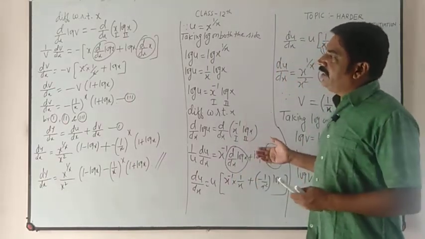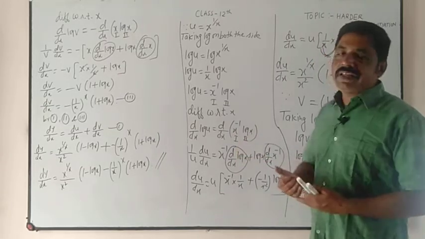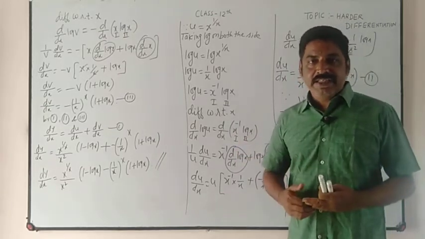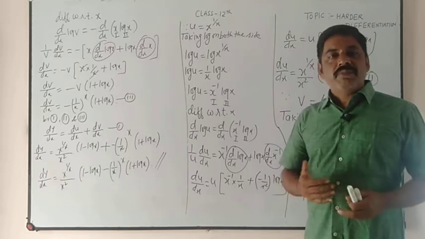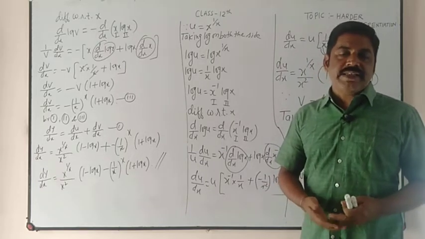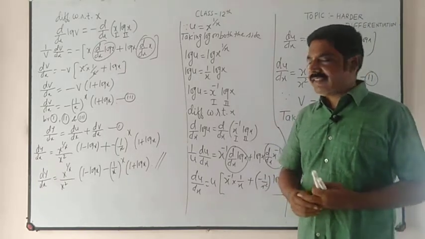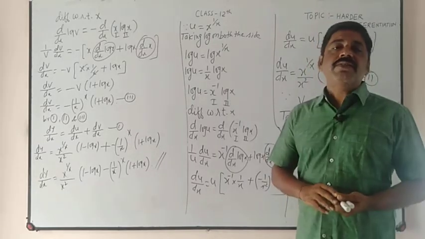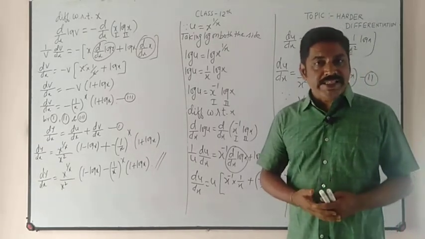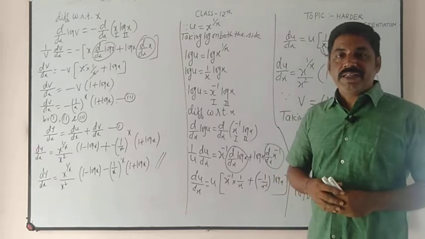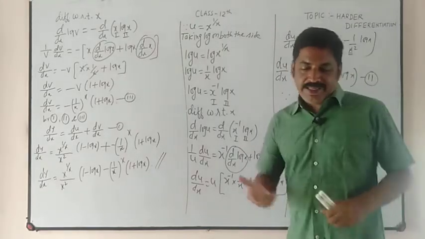So in this question we have to take the functions as u and v, then take log on both sides and differentiate with respect to x, to get the values of du upon dx and dv upon dx. Clear? Next question.